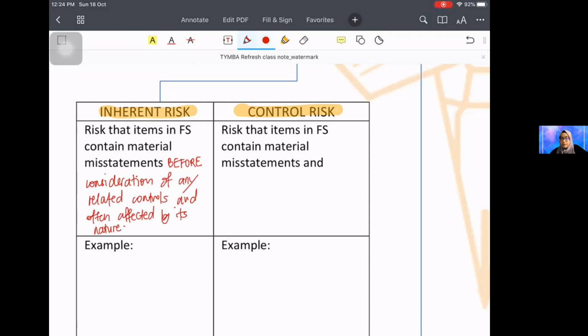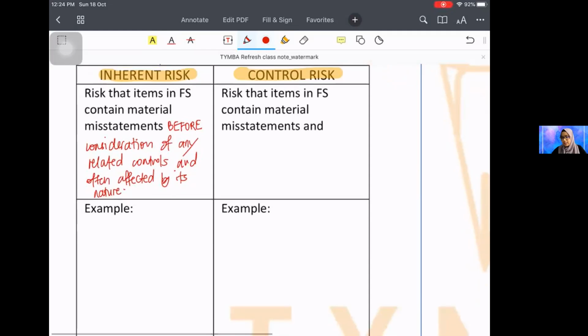So very simple example, if you are dealing with deferred tax. Okay, I'm not sure have you learned deferred tax before in FR ataupun your previous paper. So deferred tax is not something that is easy to account for. So when there is complex calculation, complex treatment for this deferred tax, that is one of the inherent risks whereby you letak control macam mana pun, you letak a very good control, you have a very good person review that, but there is still inherent risk there. By nature itself, deferred tax is very difficult to account for. So that is a simple example of inherent risk.